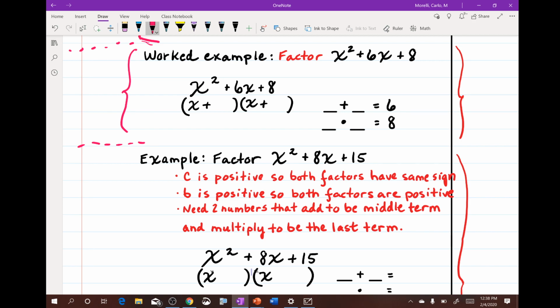So did anybody get it? Okay, Evan and Jasmine. What did you get? 4 and 2. Is that what you got? Okay, Devontae, good. So let's walk through it. 4 plus 2 equals 6. 4 times 2 equals 8. So 4 and 2.